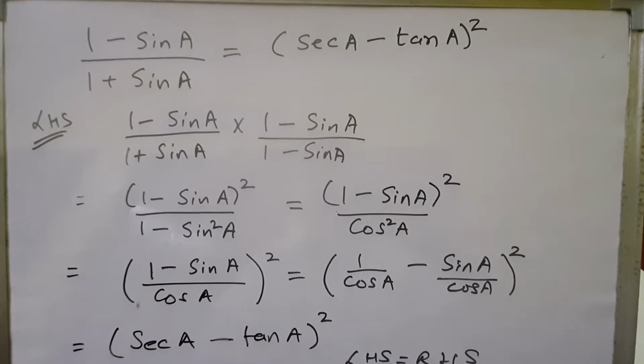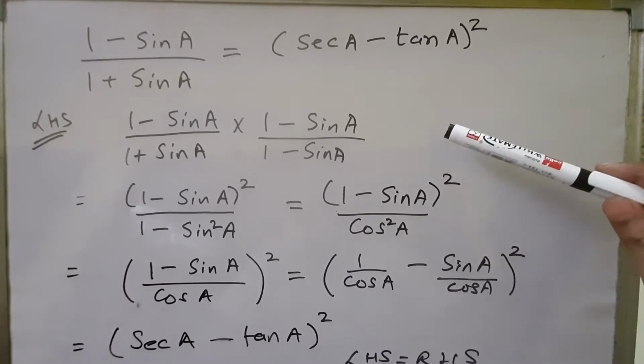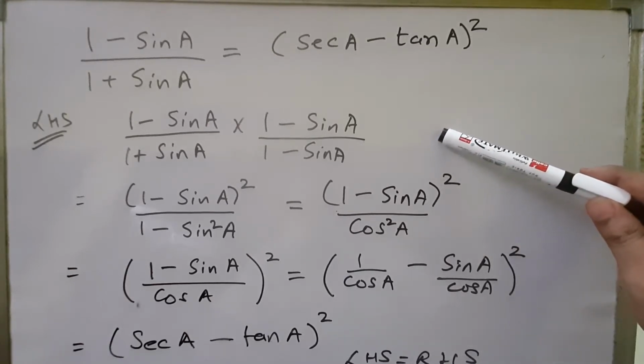Now what we'll do, we'll start with the left hand side and try to prove the right hand side, right? If you see the right hand side, it is written (sec a minus tan a) inside the bracket, inside the whole square, right? So if you see, sec a and tan a both have cos a in their denominator, right? So what we'll do, we'll try to make cos a in the denominator of the left hand side.